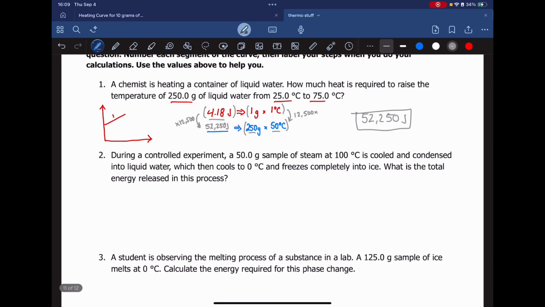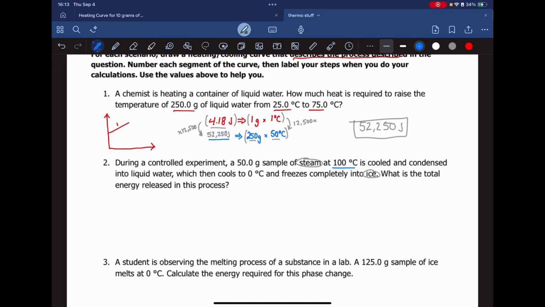All right, moving on to question number 2. During a controlled experiment, a 50-gram sample of steam at 100 degrees Celsius is cooled and condensed into liquid water, which then cools to 0 degrees Celsius and freezes completely into ice. What is the total energy released in this process?